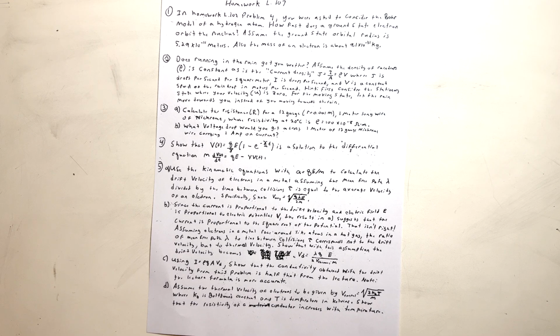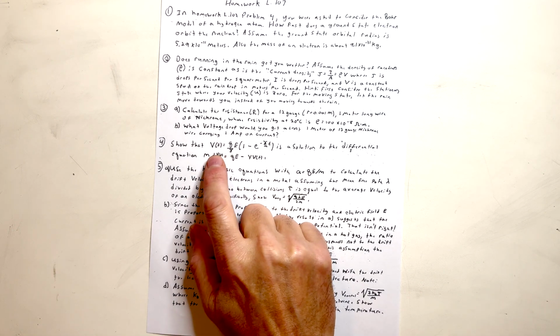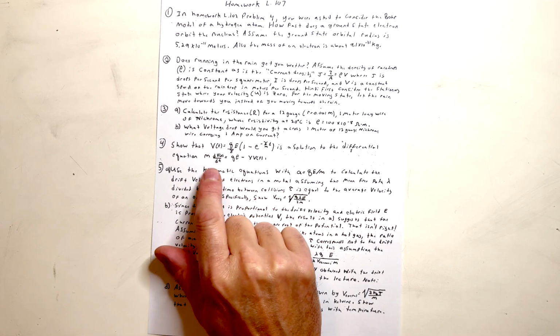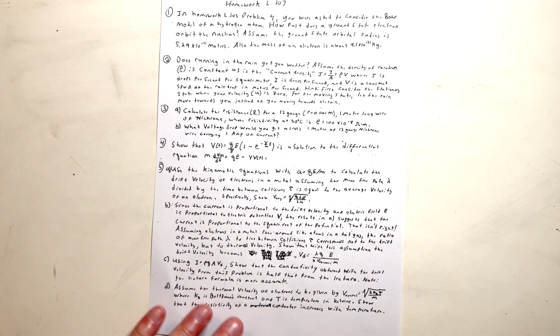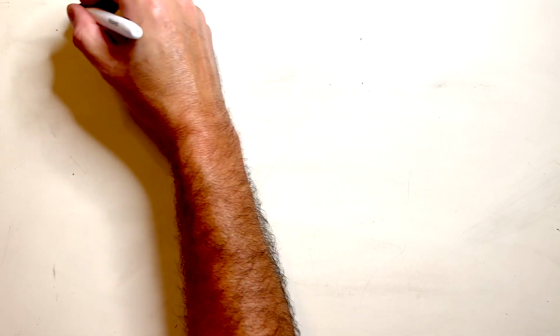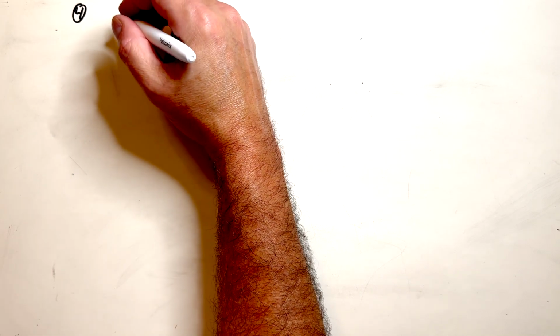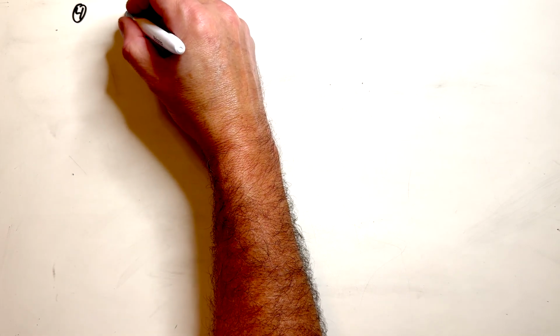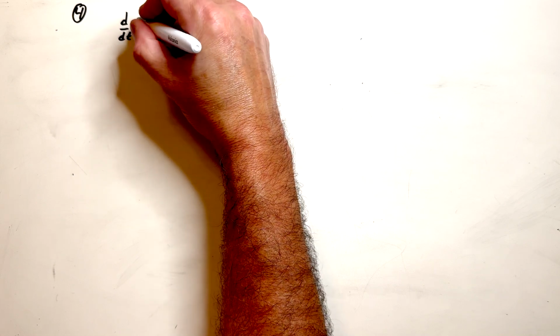Problem number 4, we're asked to show that this equation for the velocity is a solution to the differential equation that we talked about in class. And that's pretty straightforward. If you know calculus, then this shouldn't be very difficult. Number 4. So first thing let's do is differentiate with respect to time this expression for the velocity.